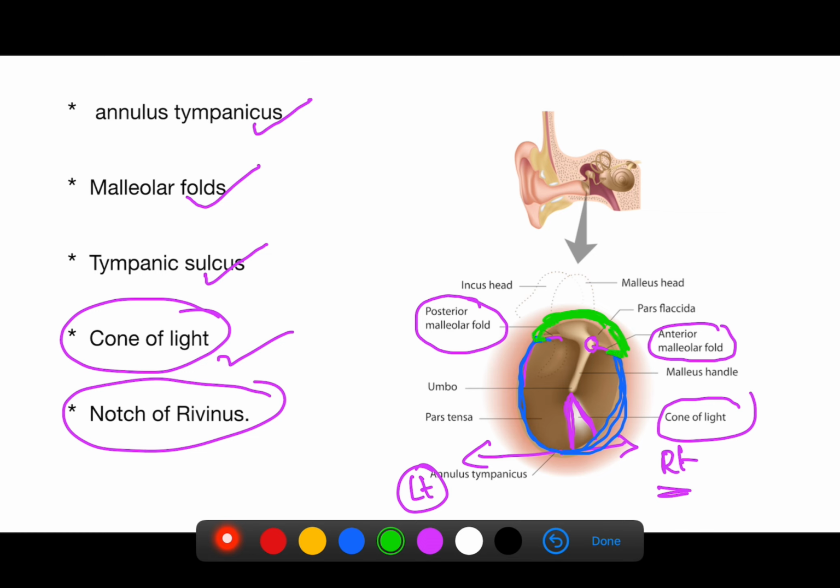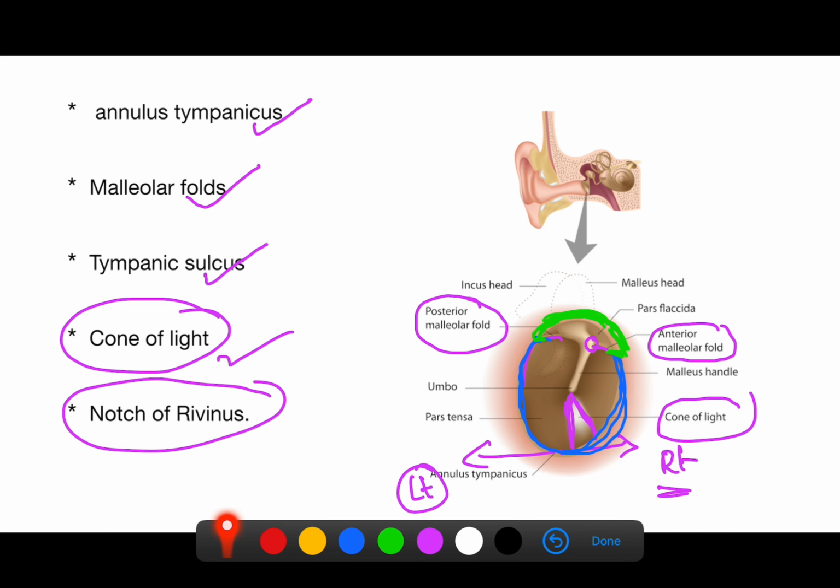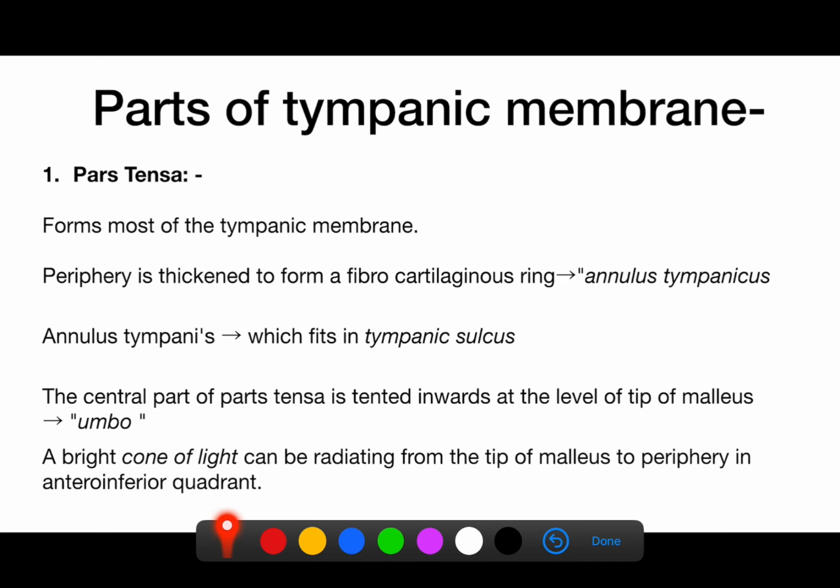We all know the terms, so let's discuss the parts of the tympanic membrane. Pars tensa forms most of the tympanic membrane. We have seen it. This is the pars tensa, this lower two-thirds part. The periphery is thickened to form a fibrocartilaginous ring called the annulus tympanicus, which fits in the tympanic sulcus.